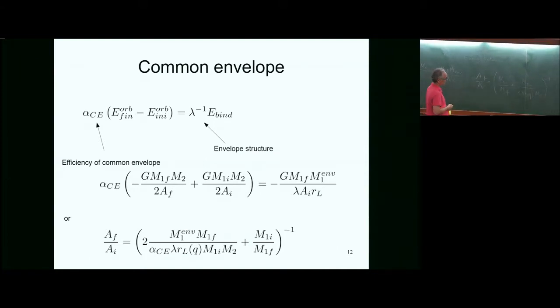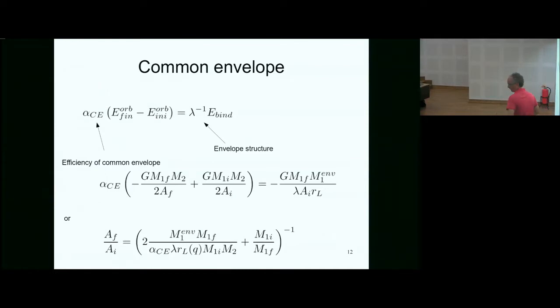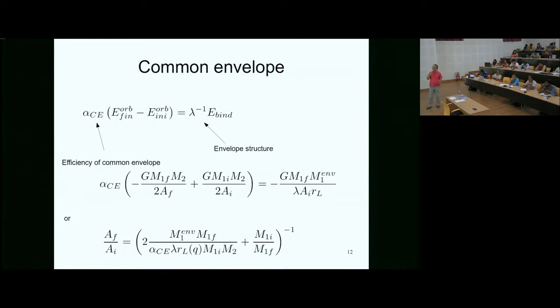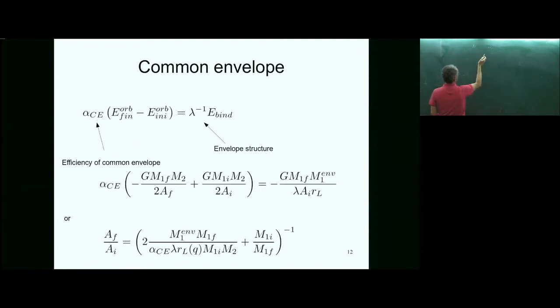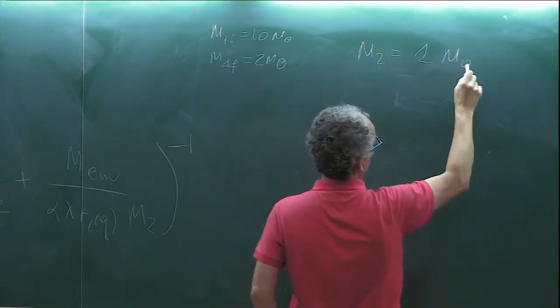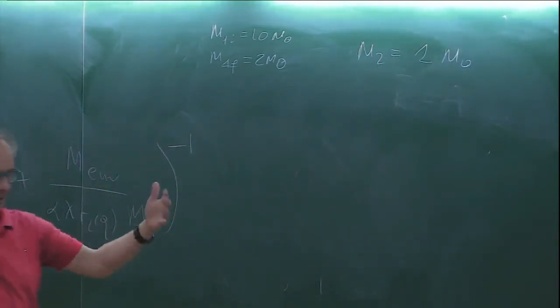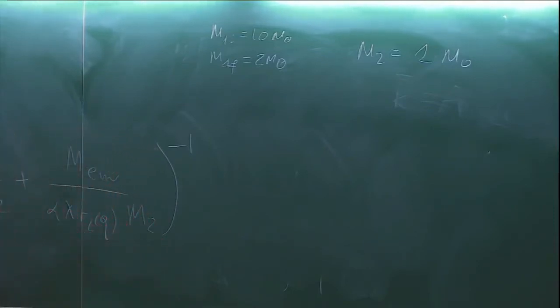So let's try to estimate what that means in terms of a real system. That should be M1 f here. So suppose that we have the following situation, that we have a giant donor with the mass M1i of n solar masses, has a core of two solar masses, and it comes into contact with M2 of about one solar mass. Yeah, so like a neutron star. So we have a giant and a neutron star, and they come into a common envelope. Let's try to estimate what this would be.